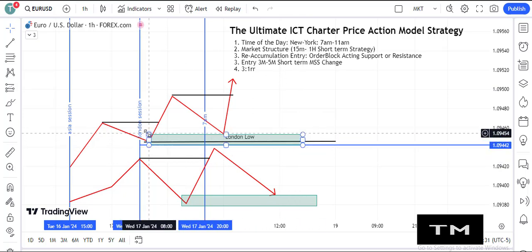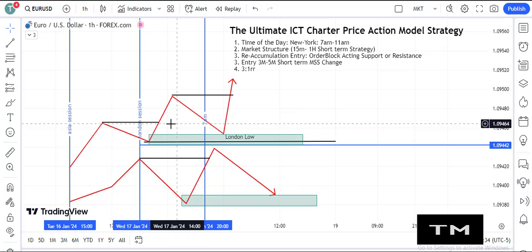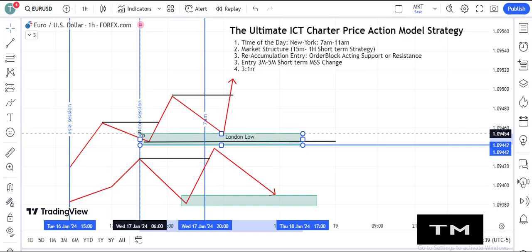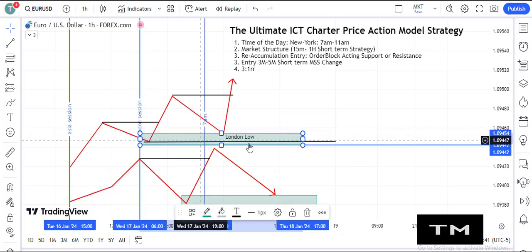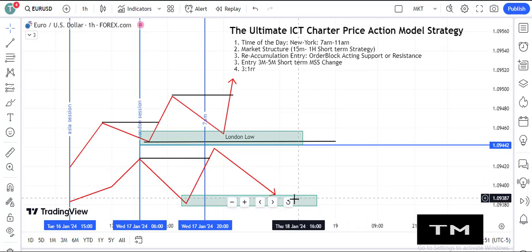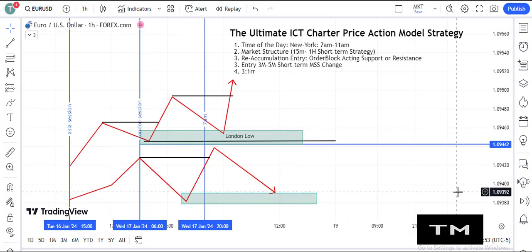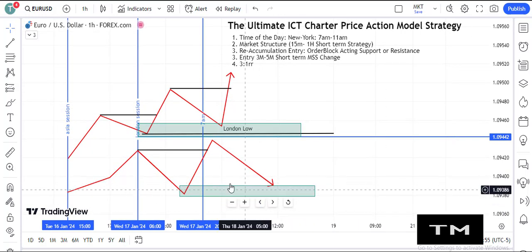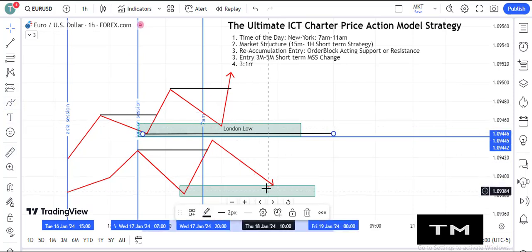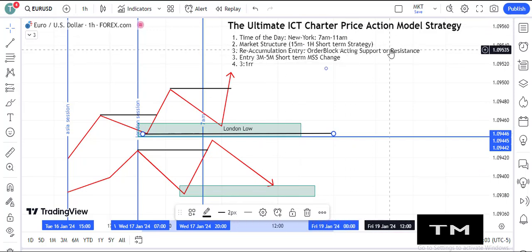Normally, most people buy from the order block, which is the ICT model we are using. But here we are buying from the London low. This is the London low. We are buying from the London low. The same thing also applies here. We are also buying from the London low, which is this. So that is the reaccumulation entry.